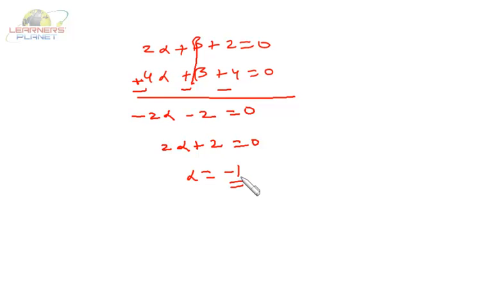Okay. Now put the value of alpha in any of the equations and get the value of beta. So it's 2 into minus 1 is minus 2, plus beta plus 2 is equal to 0. That means beta is equal to 0. So we calculated the value of alpha as minus 1 and beta as 0. I hope you are clear.